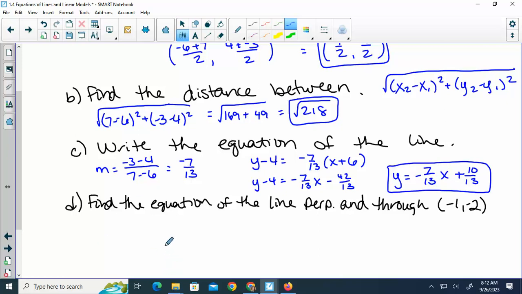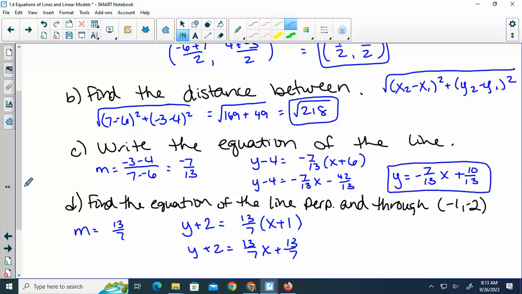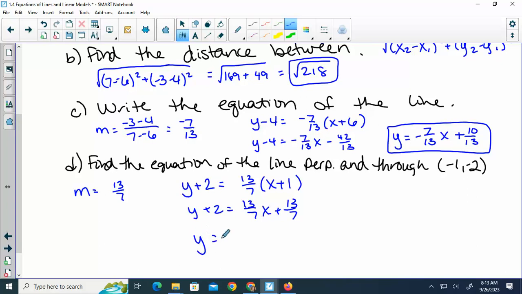D. I want the equation of the line perpendicular. If it's perpendicular, what do we know? Opposite reciprocal slope. Okay, so the opposite reciprocal of this would be a positive 13 over 7. And this one goes through the point negative 1, negative 2. So it'd be y minus negative 2, so y plus 2, equals m times x minus negative 1, so x plus 1. Subtract the 2 over, we get our equation.